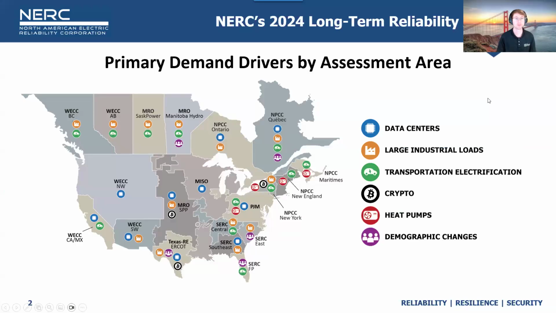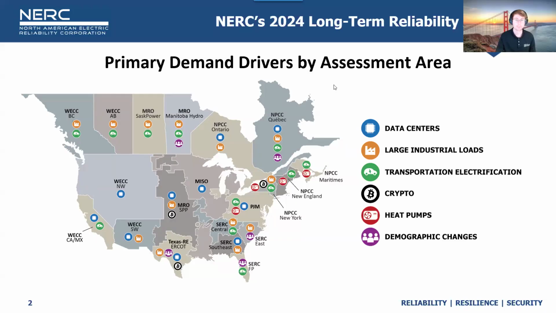So first, this is from NERC's 2024 LTRA, and they were really looking at what are the primary demand drivers by the different NERC assessment areas. You can see a common one here is data centers and industrial loads, among other things. So it's not just data centers, it's not just crypto. There's a lot of different large loads growing across the US, and they each pose unique challenges.